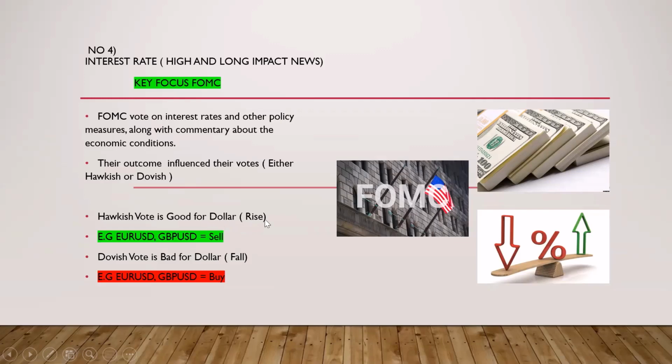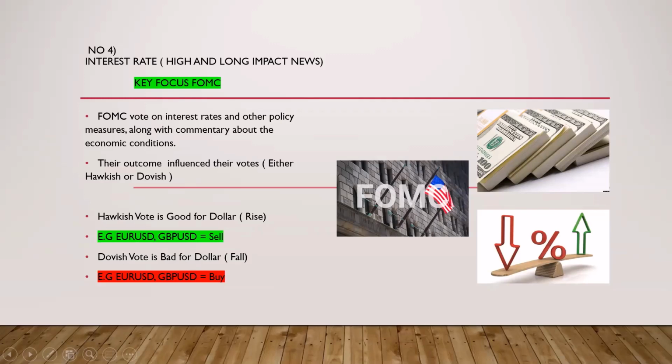It means that the dollar will rise. If their votes come out dovish, it means that the dollar will fall and it's going to be bad for the dollar. So when there is a hawkish vote, any month that the interest rate is released, it's going to be good for the dollar. And if you want to trade it in the market, you come to EUR/USD, USD/JPY, and place a sell because the dollar is good.